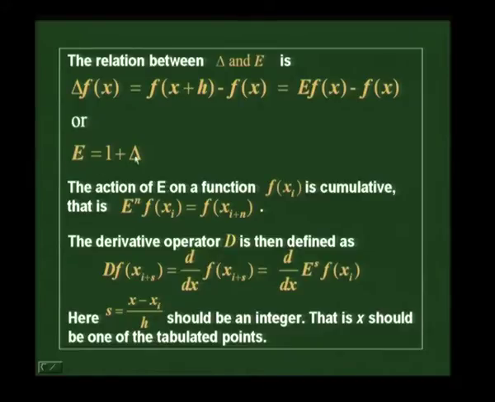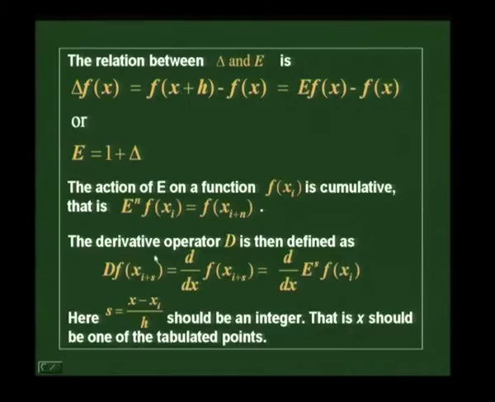Okay, so that is what we are going to use. We have this stepping operator which is 1 plus delta. We can use this cumulatively, that is, if you use this stepping operator n times, then f of x_i will go to f of x_i plus n. That is the cumulative use of that. And then we will define a derivative operator D, and that is what we are going to use to find all the higher order derivatives. So, let us look at the first order derivative first.